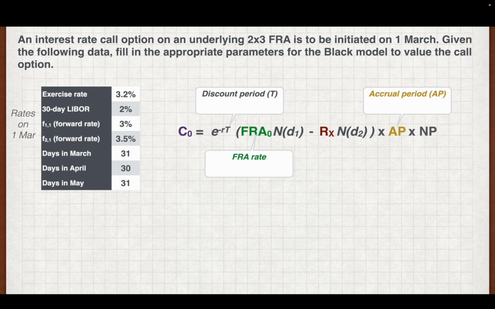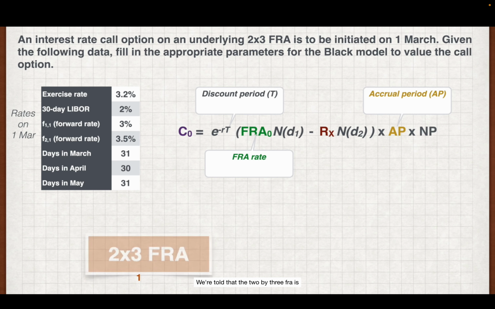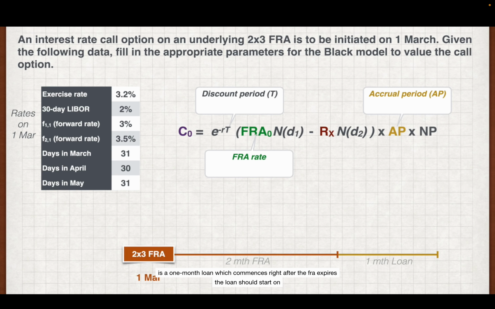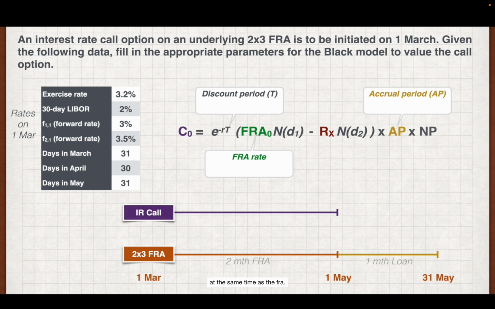And we're back. We're told that the 2x3 FRA is initiated on the 1st of March. This means the FRA will expire in 2 months, and the loan is a 1-month loan which commences right after the FRA expires. The loan should start on the 1st of May and expire on the 31st of May. The interest rate call should initiate and expire at the same times as the FRA. The FRA rate at initiation is the forward rate that should apply to the loan period. It should be the F21 rate.